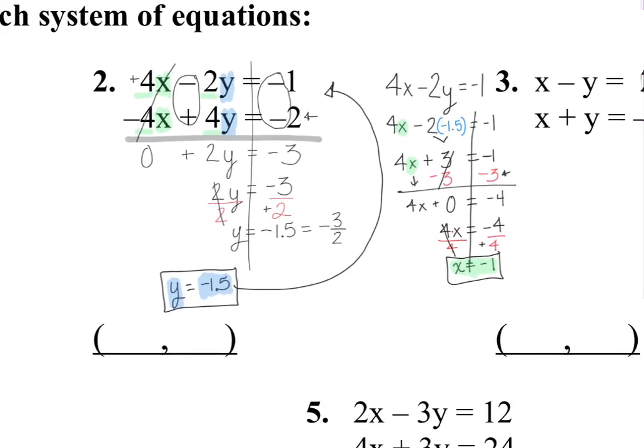Alright, so again, you want to make sure that you're always doing your x, comma, y. Every single time. It does not matter which one you found first. It's always going to be your x, comma, y. That's how we label points. So my x value, comma, y. So this line crosses at negative 1, comma, negative 1.5.